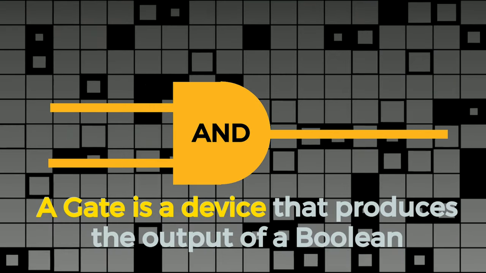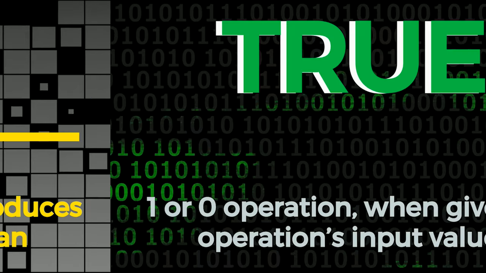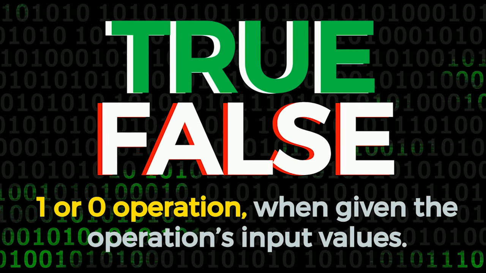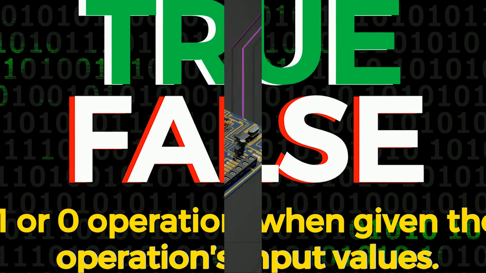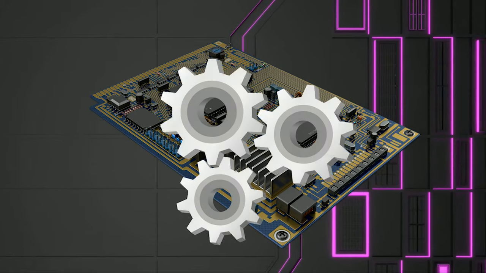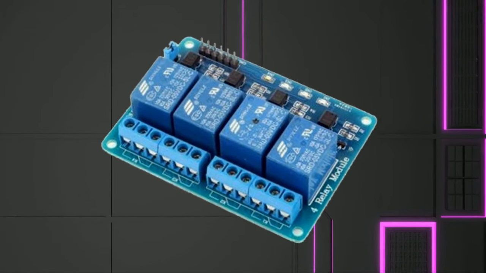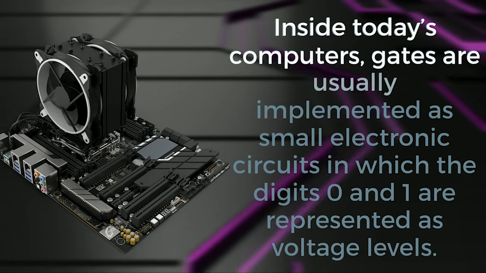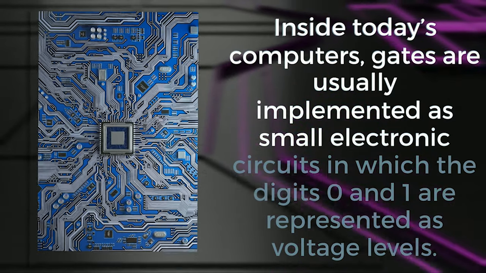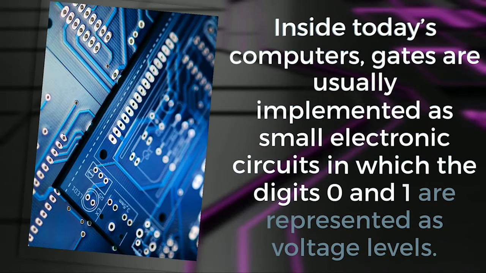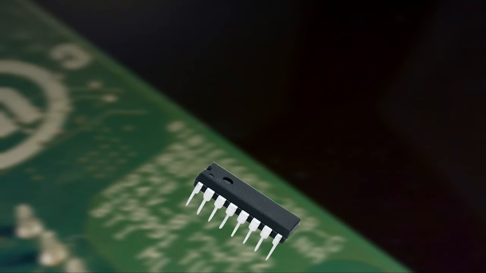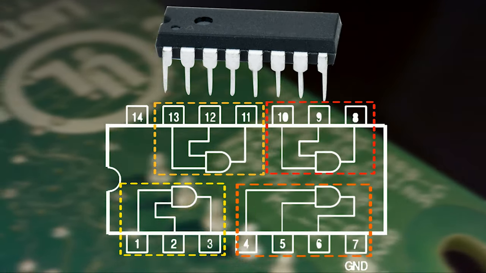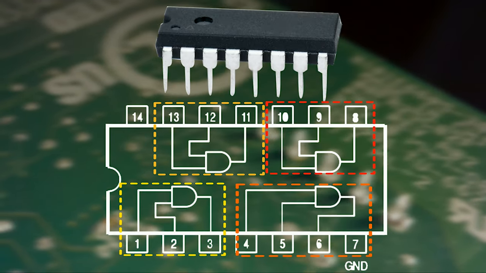Let's get going. A gate is a device that produces the output of a Boolean, true or false, one or zero operation, when given the operation's input values. Gates can be constructed with a variety of technologies, such as gears and relays. Inside today's computers, gates are usually implemented as small electronic circuits in which the digits 0 and 1 are represented as voltage levels. Circuits are defined by the gates they represent and the values the gates can produce.